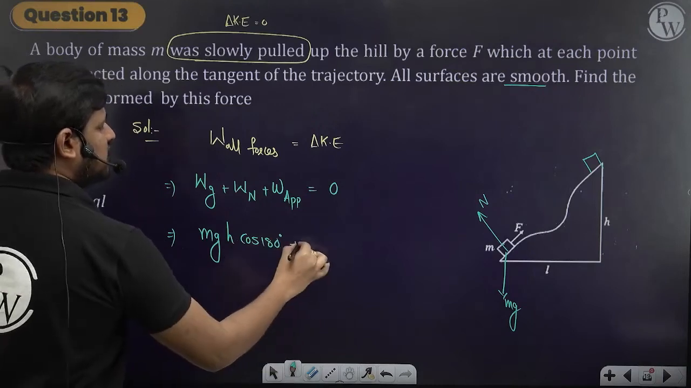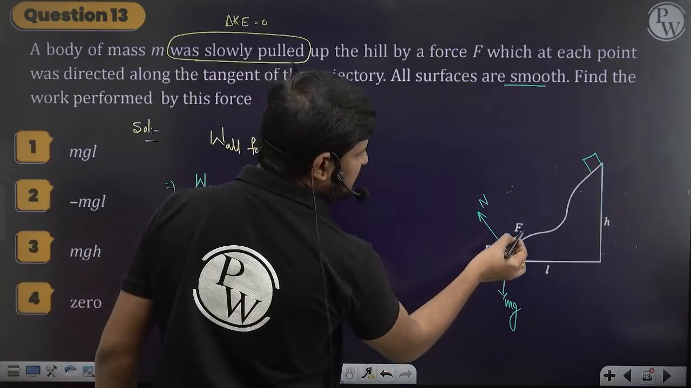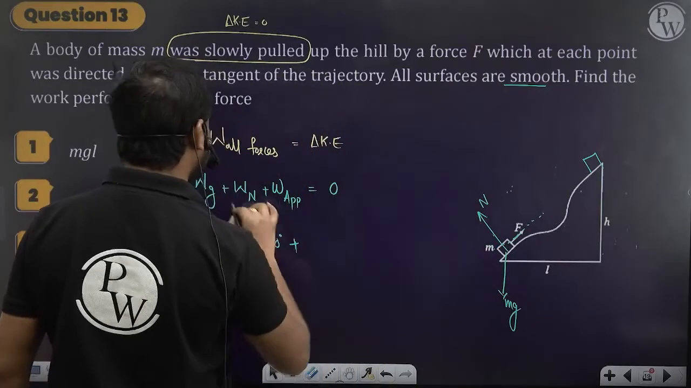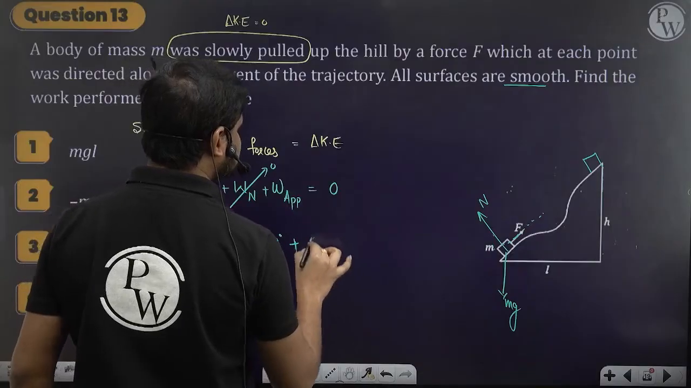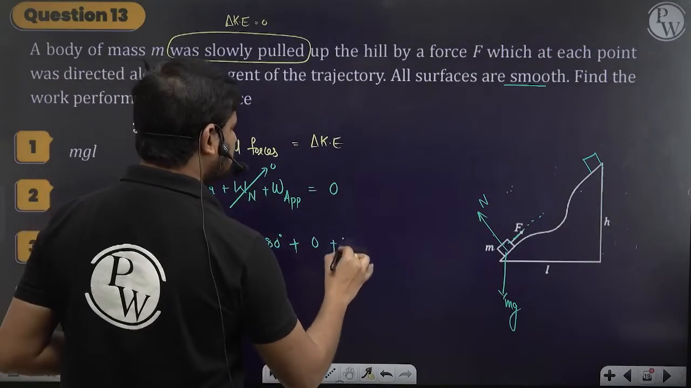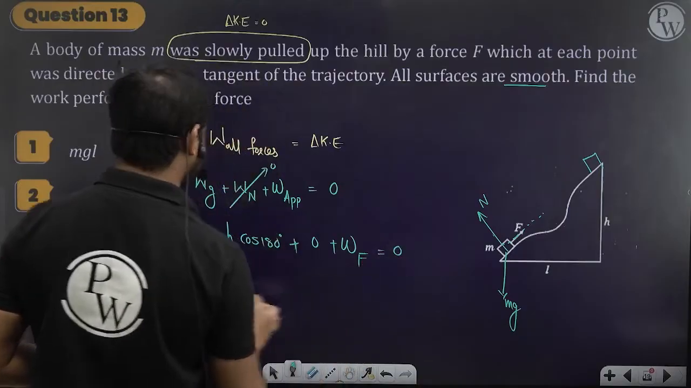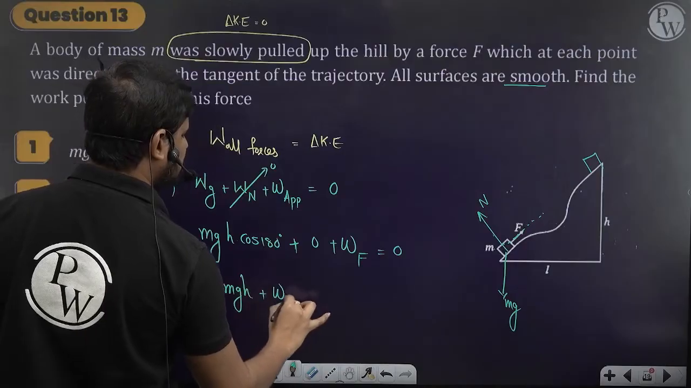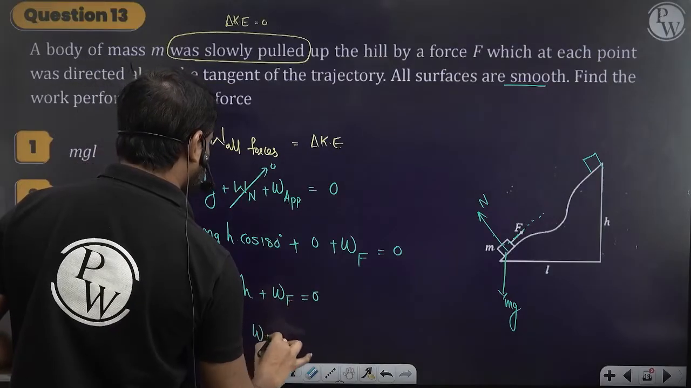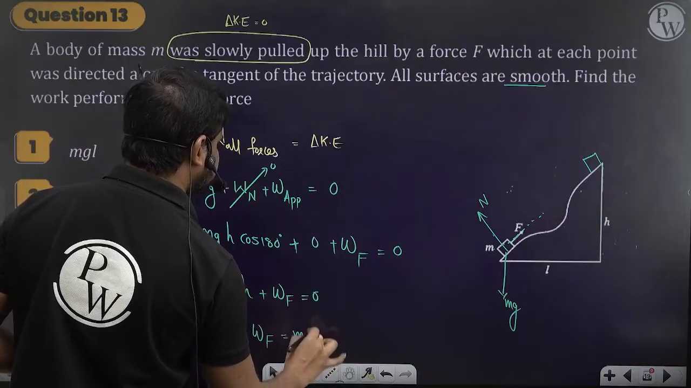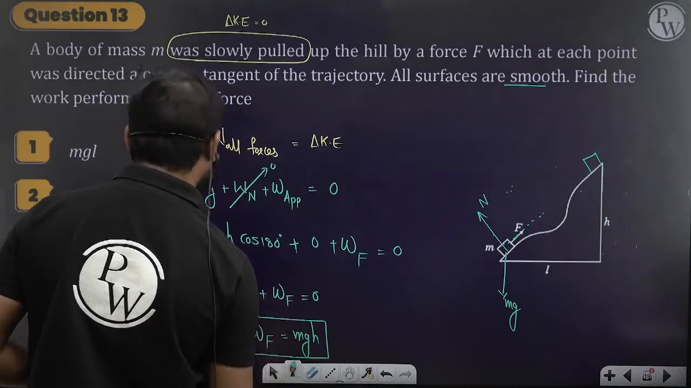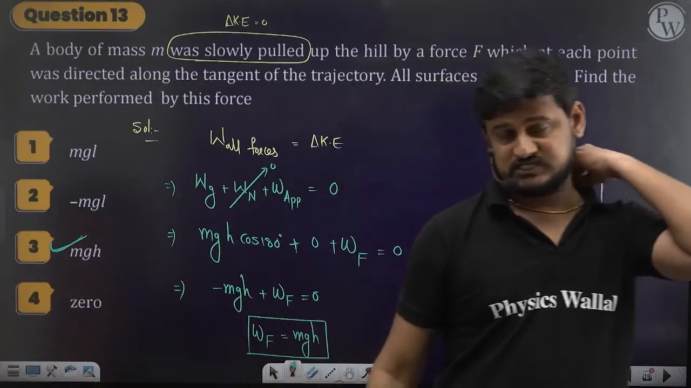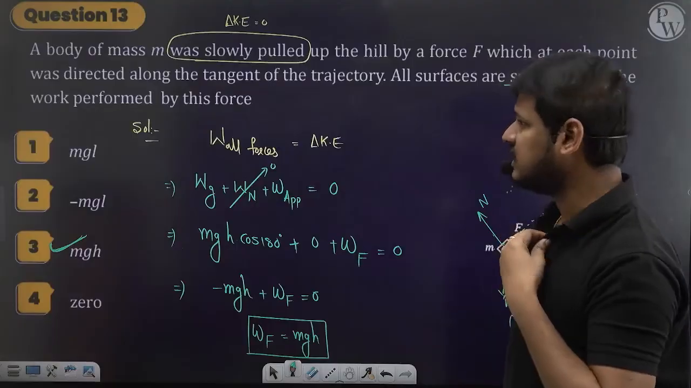And then the work done by the normal: the displacement is in this direction, and the normal is perpendicular to this surface. So the work done by the normal is 0, because it's perpendicular, right? So this is minus mgh plus the work done by the force is equal to 0. From here, the work done by the force is equal to mgh. Option 3 is the correct one, guys. Understood the concept? Clear?